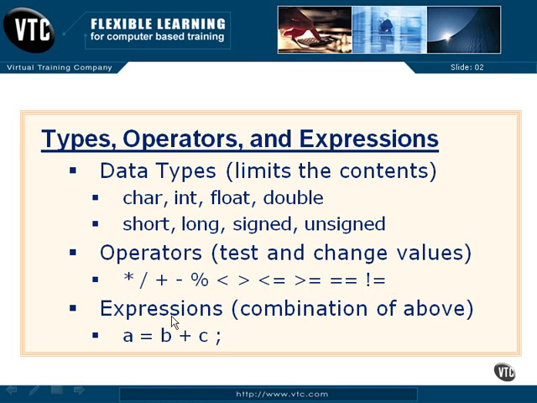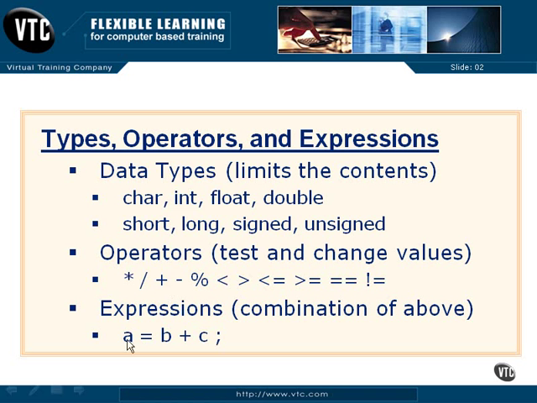And then a C expression is a combination of variables or data types and operators. And we can also have constants. We haven't talked about those yet, but we will. And a constant, of course, is something that you set a value to when you create it or initialize it, and you do not then change the value. You're not allowed to change the value of a constant, or it wouldn't be a constant.